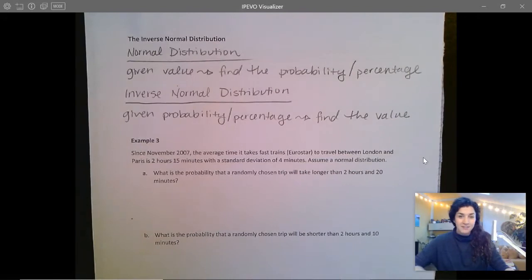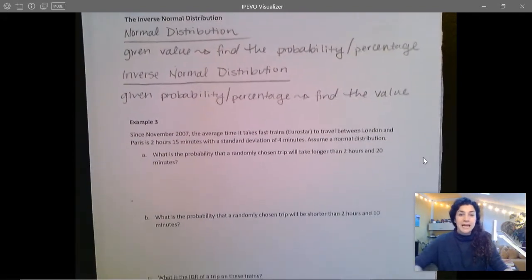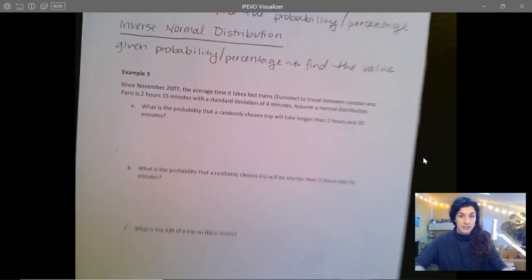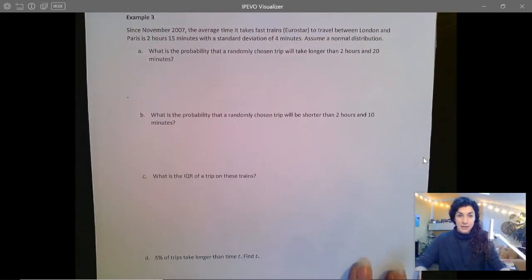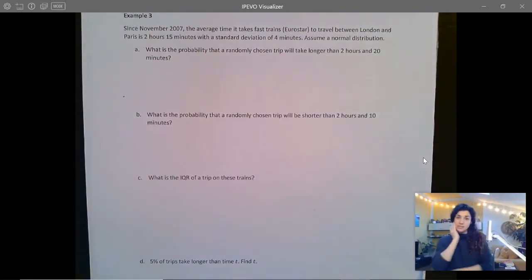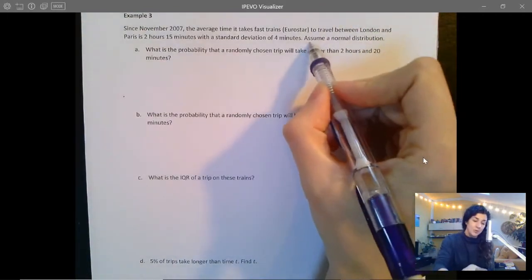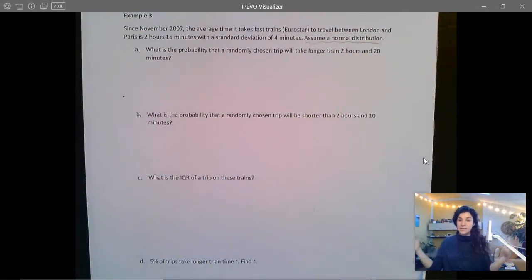Example number 3 of our notes. Since November 2007, the average time it takes for fast trains, like Eurostar, to travel between London and Paris is 2 hours and 15 minutes with a standard deviation of 4 minutes. And we're going to assume a normal distribution. We need that in order to calculate with normal distribution. If we're not told that it's normal, then we can't use those calculations.